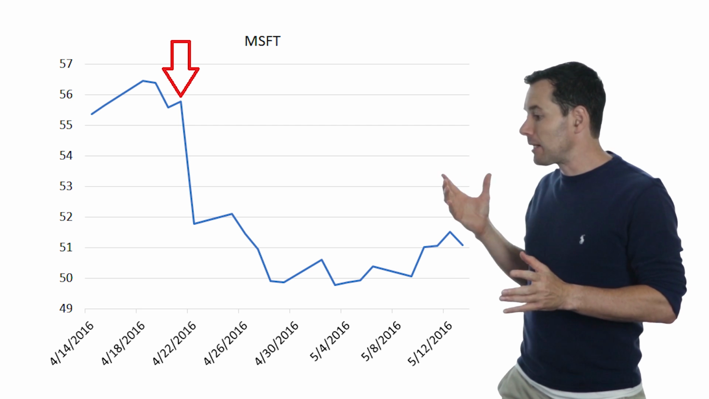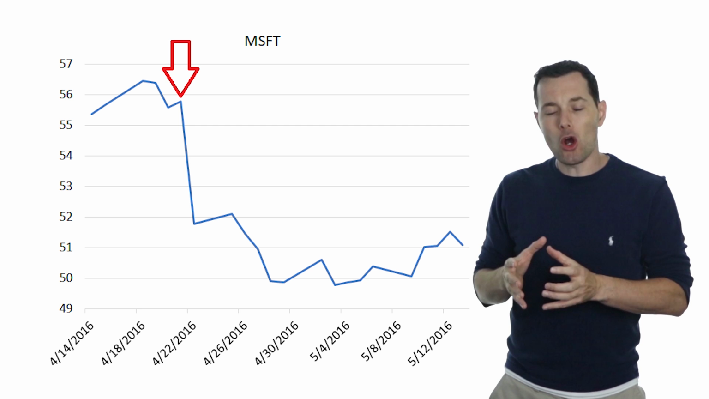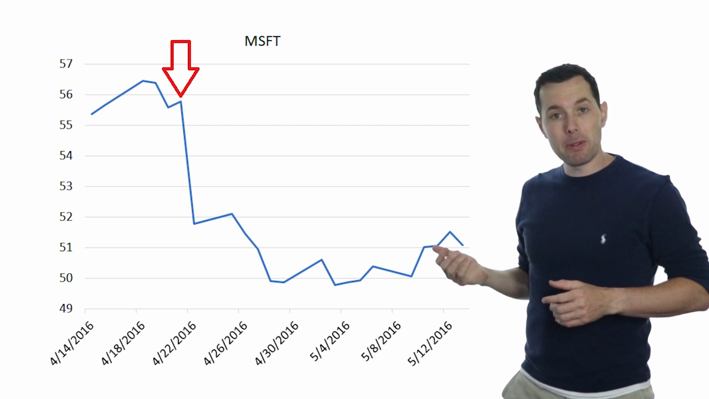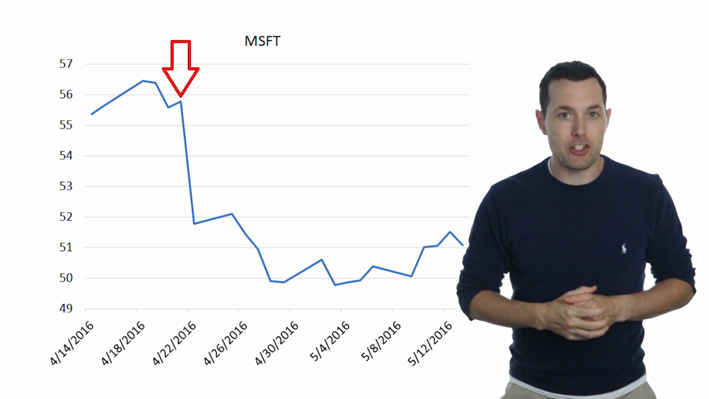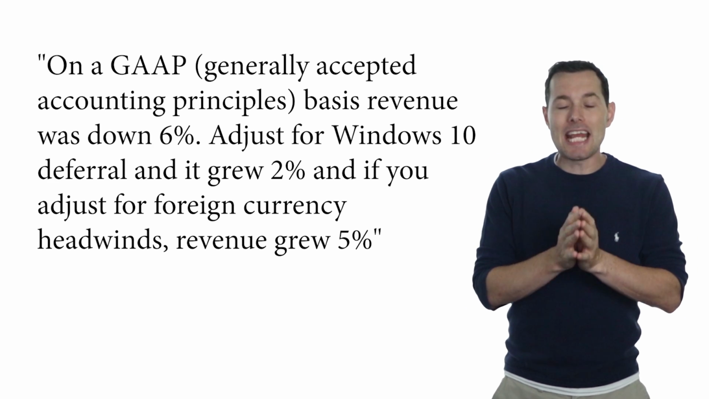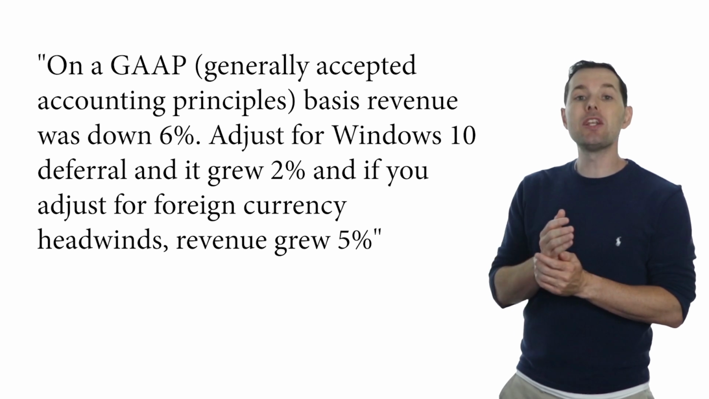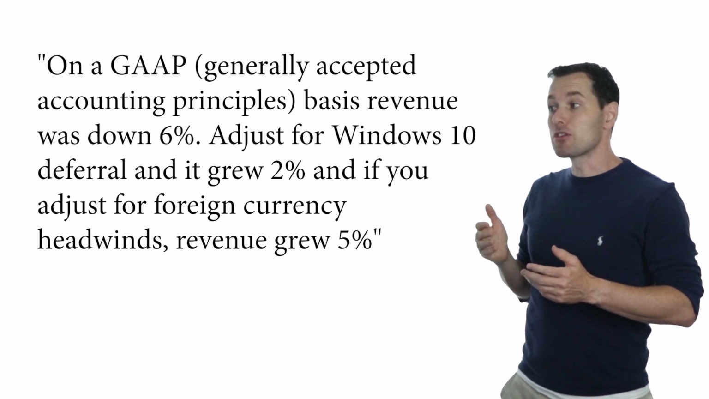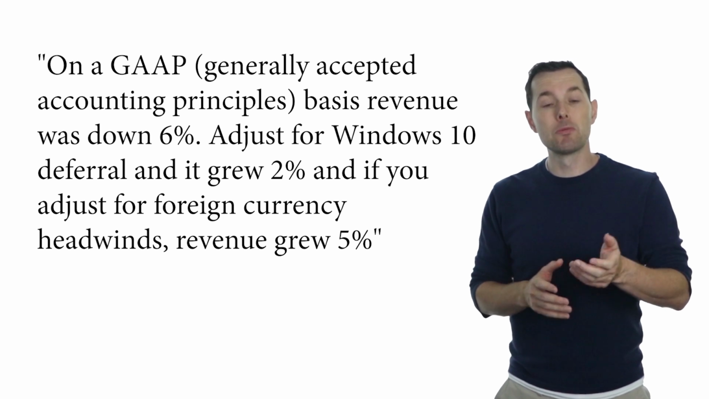What was interesting about all of the news coming out about earnings was that pretty much all the headlines said that earnings were down big, revenues were down to flat, or some variation of that. But if we dug deeper, Microsoft executives were coming right out and saying this is the wrong way of looking at it. In fact, one Microsoft executive said that on a GAAP basis, revenues were down 6%, but when they adjusted for Windows 10 deferrals, they actually grew by 2%. And if you adjusted for the currency, it grew by 5%.